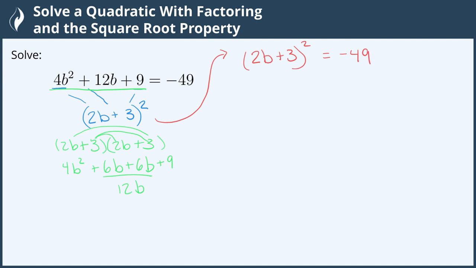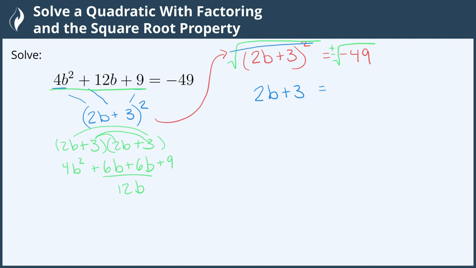To negate the square on the left side of the equation, we need to square root it. Square rooting a square cancels out, so on the left side we end up with 2b plus 3, and we don't need any parentheses anymore because the entire thing isn't underneath the radical. On the right side, we must also do the square root property so that we keep the equation balanced. Whenever we square root something, we get a plus or a minus.